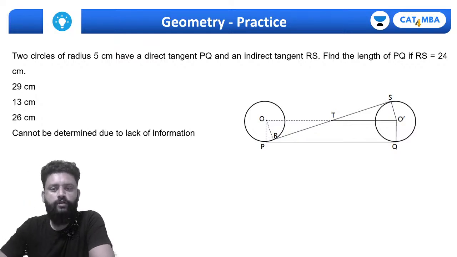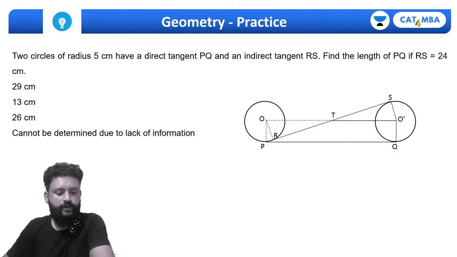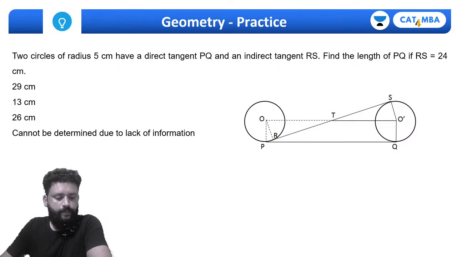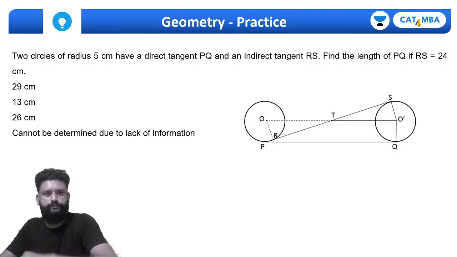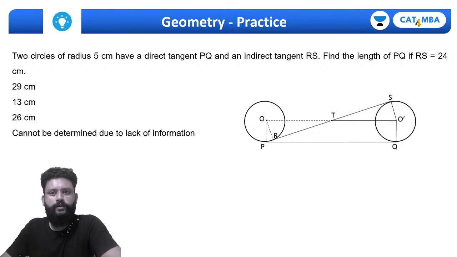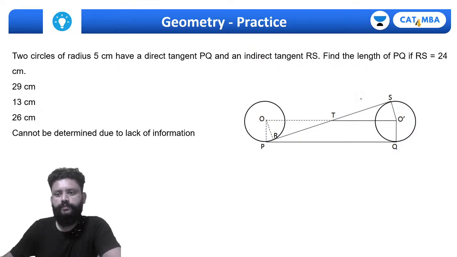Okay, so we have few last questions for the day. So let's quickly finish it. Two circles with radius 5 cm have the direct tangent.